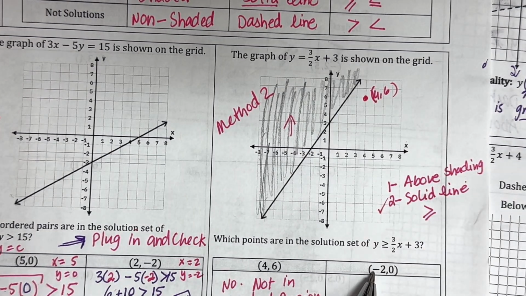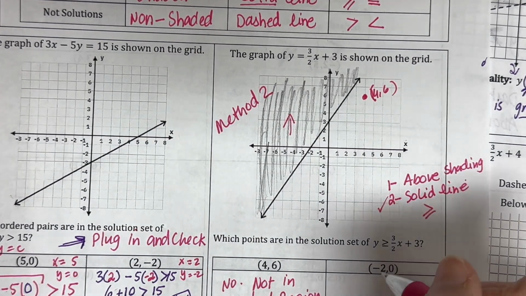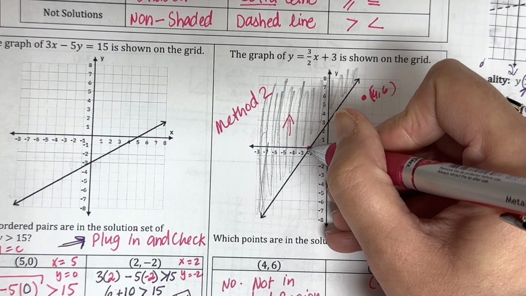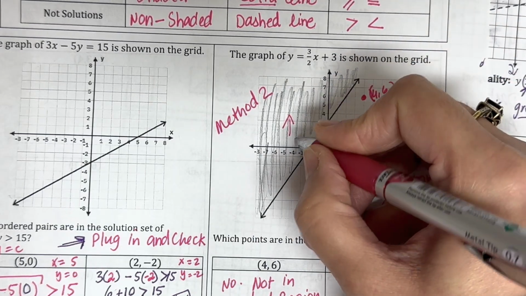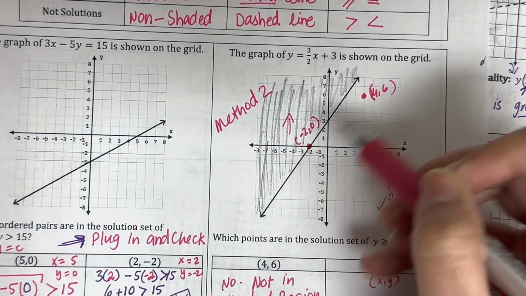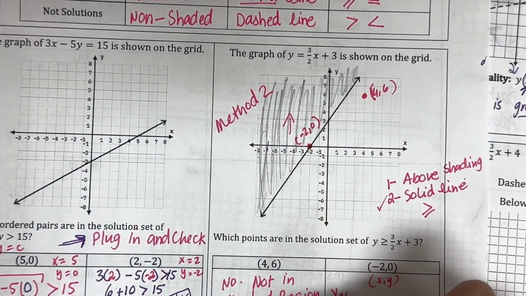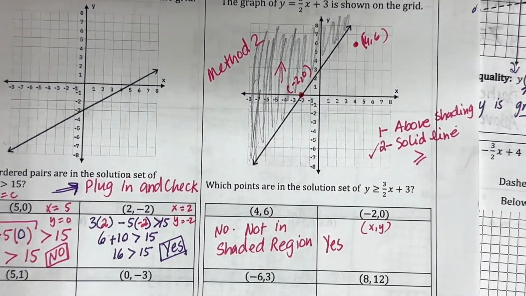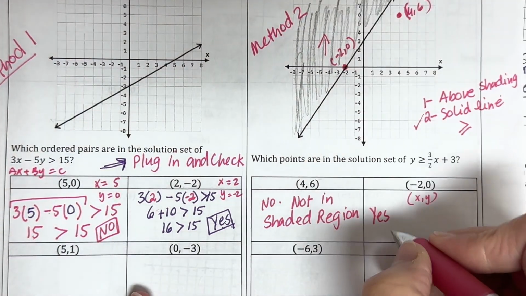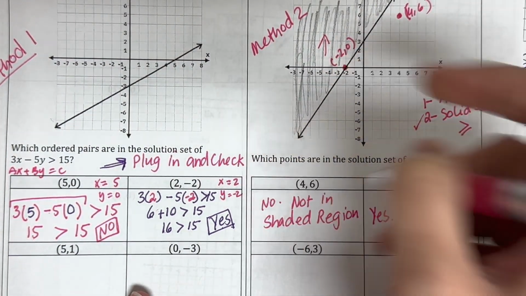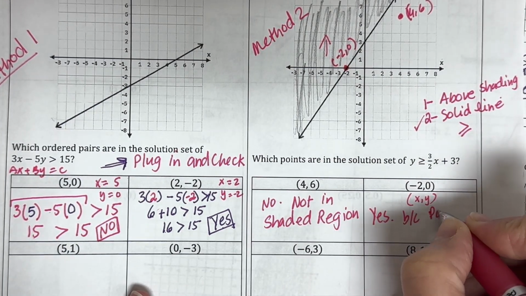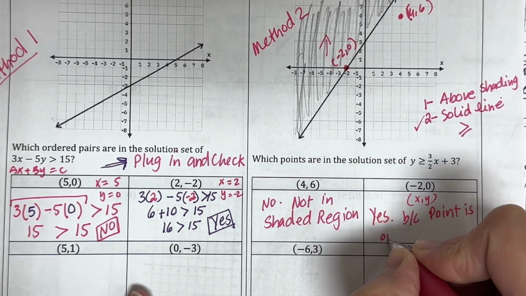I'm going to check the second point, negative 2 comma 0. X is negative 2 and y is 0, so it should be over here. This is negative 2 comma 0. Well, this is on the solid line. So this is part of your answer, because a solid line is a true line. It is not a fake line, it is not imaginary. That means this is the solution, because the point is on the solid line.